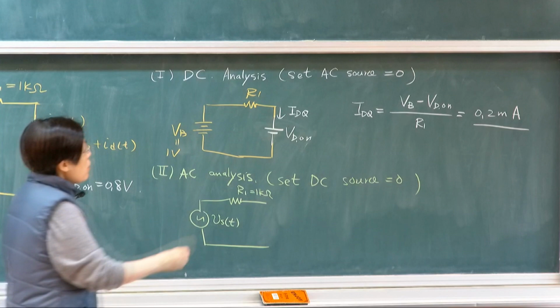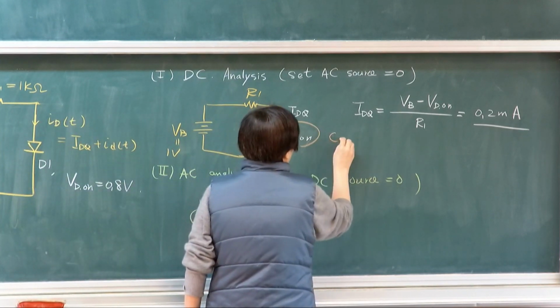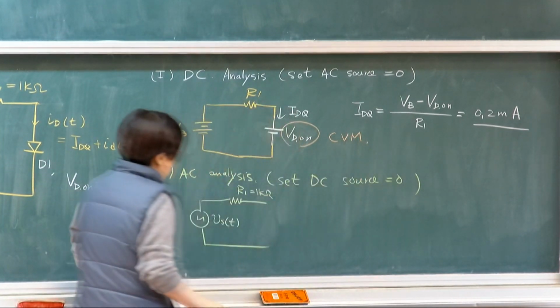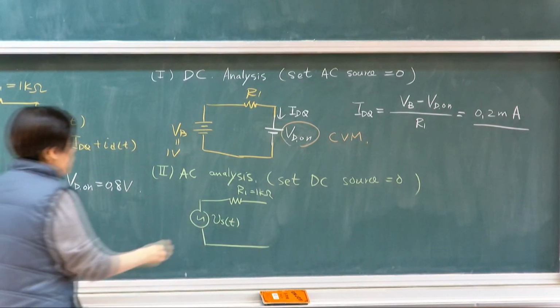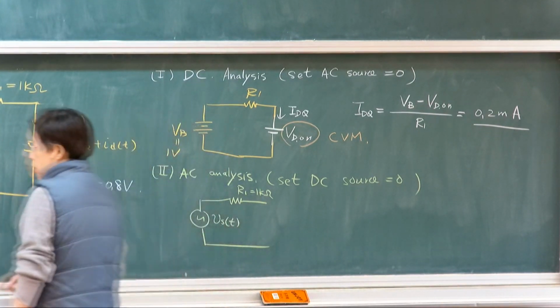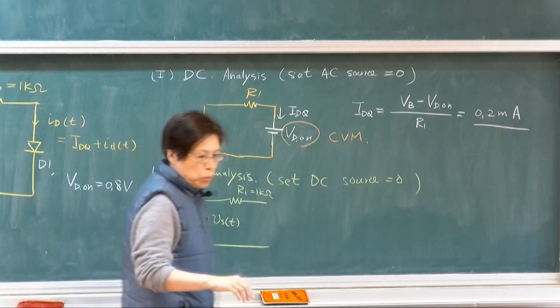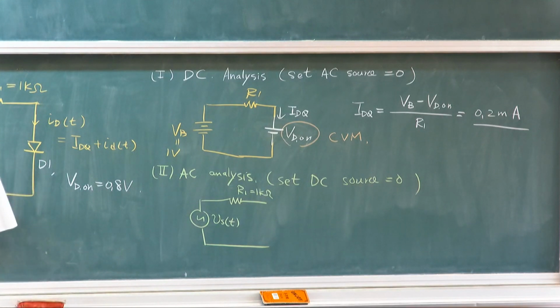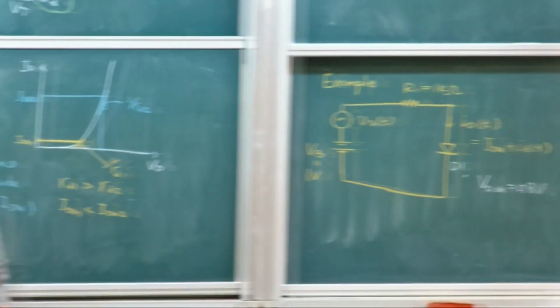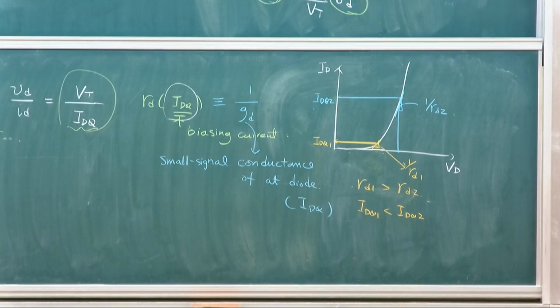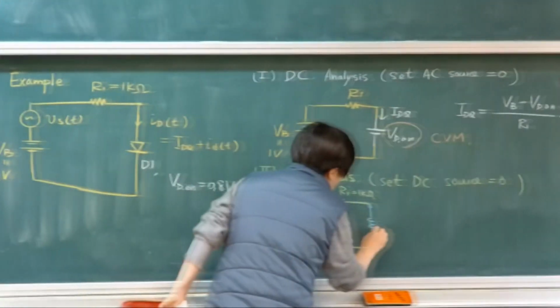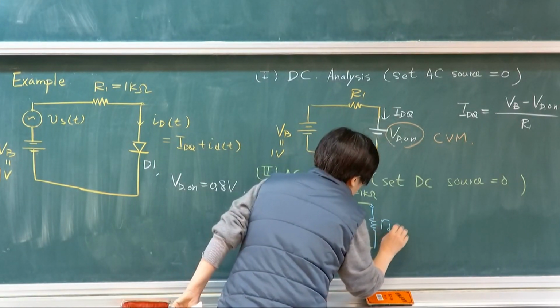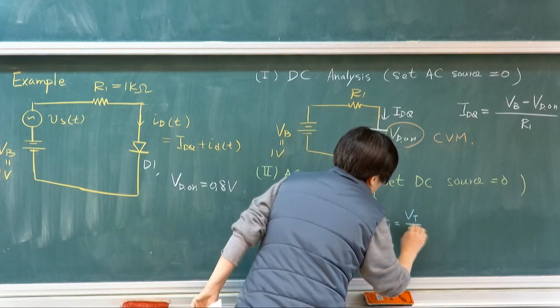So for DC analysis, we're using the constant voltage model. Here, we're going to use our small signal model. Remember, where's my small signal model? Instead of having a diode, I already linearized it with a resistor, remember? Equivalent to a resistor. So I'm just going to insert the model in here. My small signal model will be RD equals to VT.